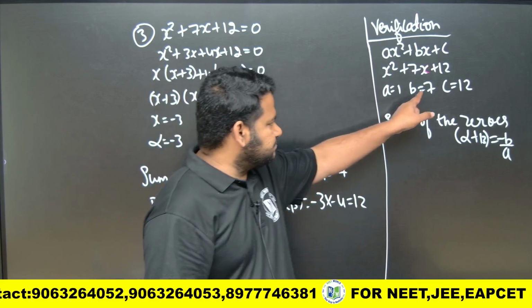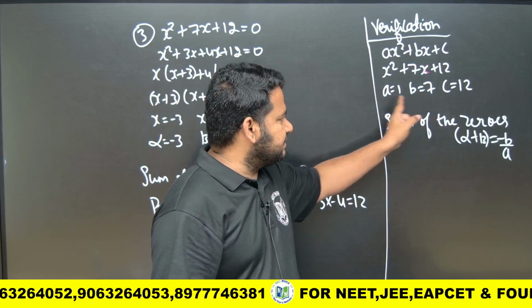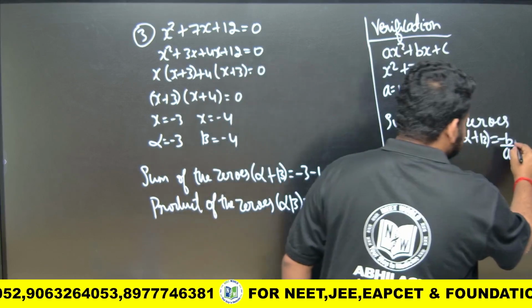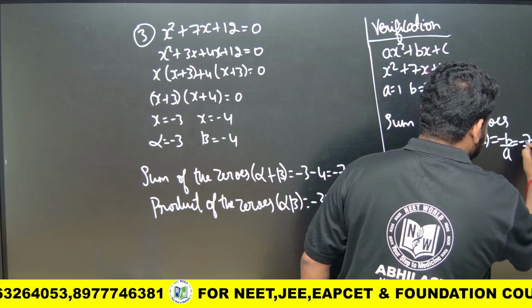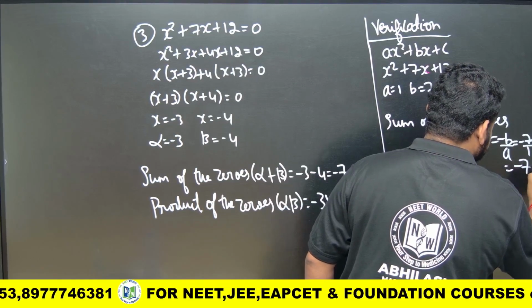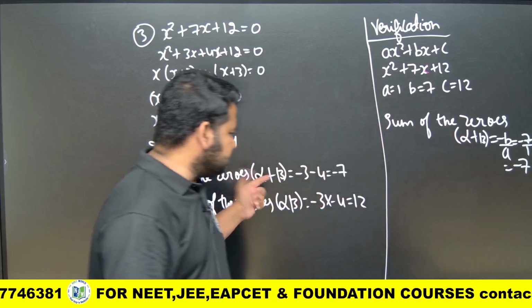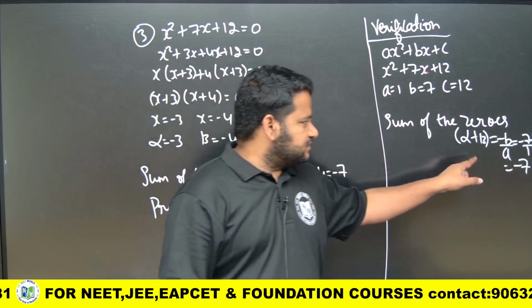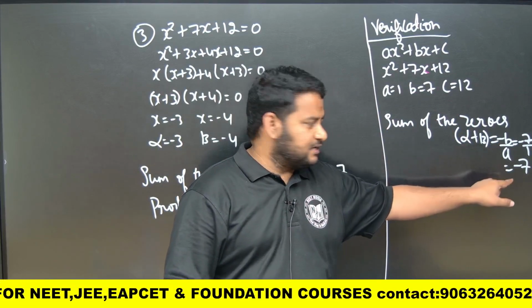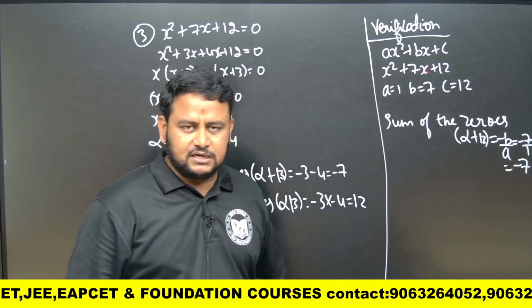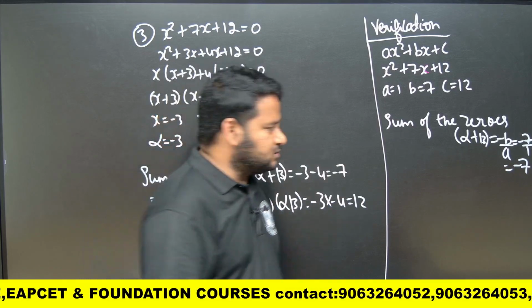Look here. b is what? 7. Minus b is minus 7. This is minus 7 by 1, that is nothing but equal to minus 7 itself. So here the sum of the zeros is minus 7 by the direct method, and the sum of the zeros using the formula method, that is minus b by a, is also minus 7. So it is verified. Let us verify the product of the zeros using the formula method.